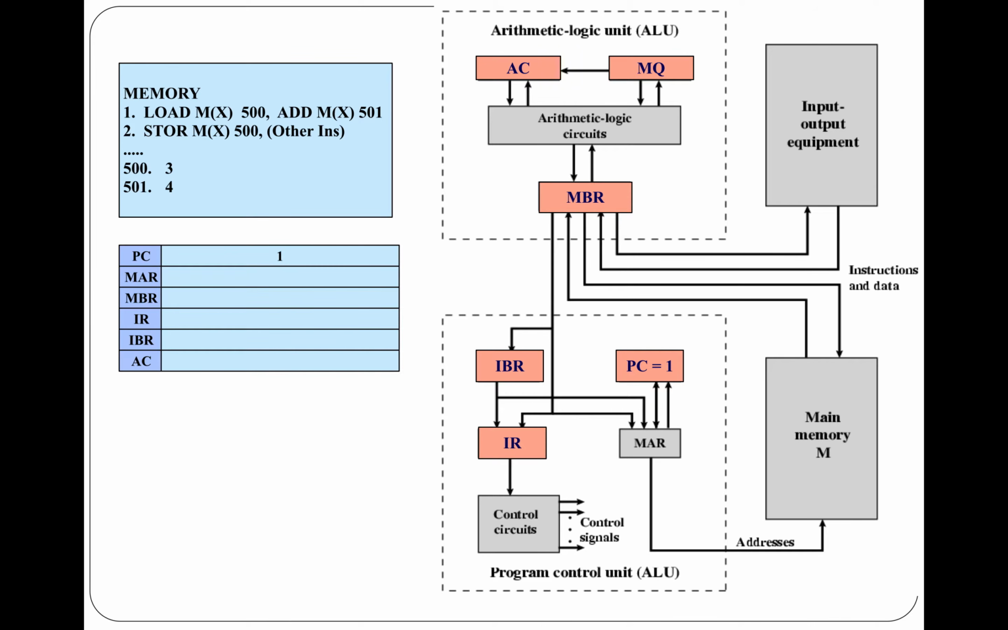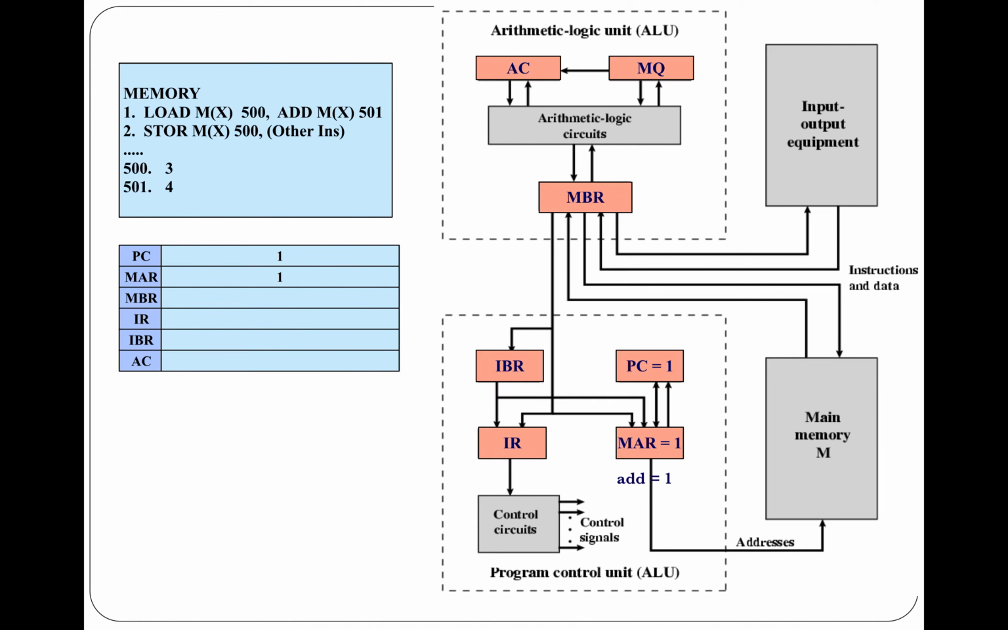So if I have to solve a question, this is a question where I'm given load MX500, add MX501 as the first instruction, and the second is store MX501 and other instructions. So the program counter value is 1. This 1 will be transferred to the memory address register. As I've told, the memory address register gets value either from MBR or from PC. As I need to start with the first instruction, the program counter value will be 1. This is transferred to MAR.